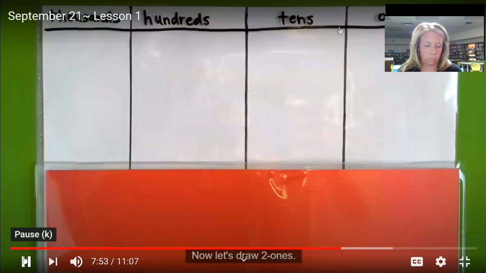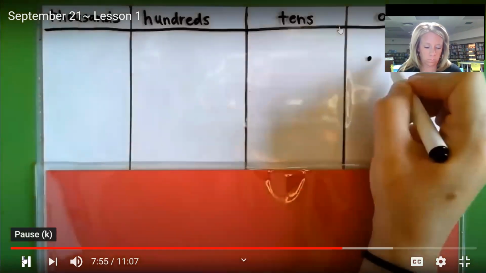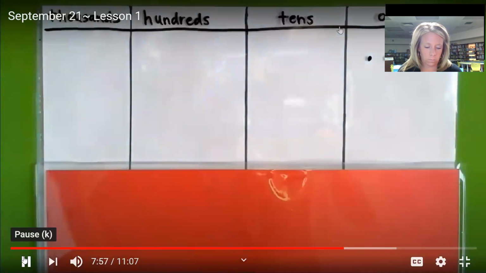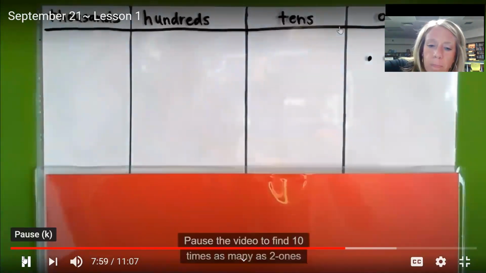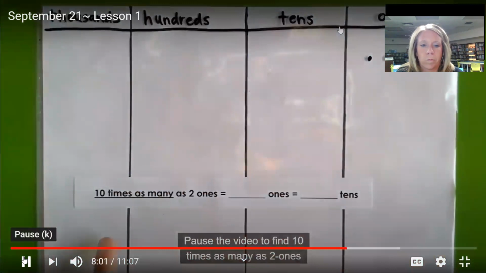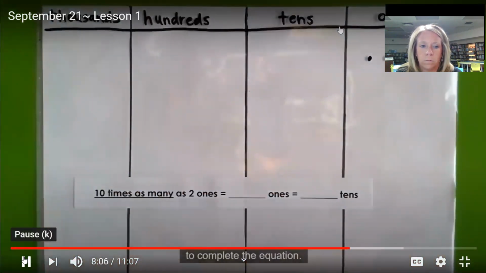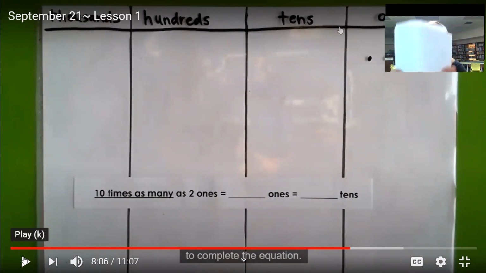Now let's draw 2 ones. Draw 2 ones. Okay, pause the video to find 10 times as many as 2 ones to complete the equation. Okay, so everyone should draw the 2 little dots in the ones column. Now, what are we going to do to show 10 times as many as those 2 dots?